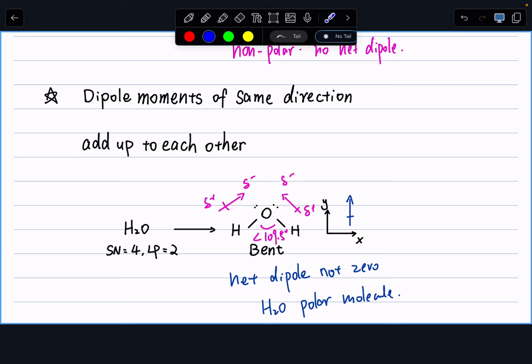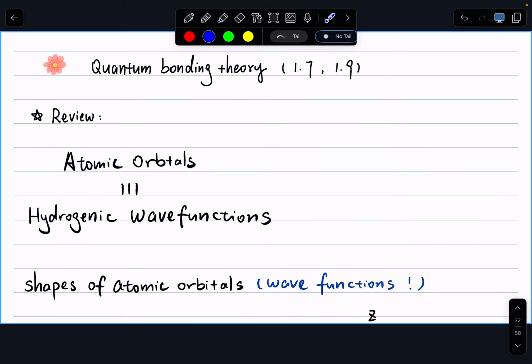All right, so let's get into quantum bonding theory. Starting from quantum bonding theory, we're actually talking about the more correct picture of chemical bonds. There are two different kinds of quantum bonding theory. Both of them will use the concept of atomic orbitals, and then we'll build molecular orbitals from these atomic orbitals. So before we dive into quantum bonding theory, let's again review what we know about atomic orbitals.